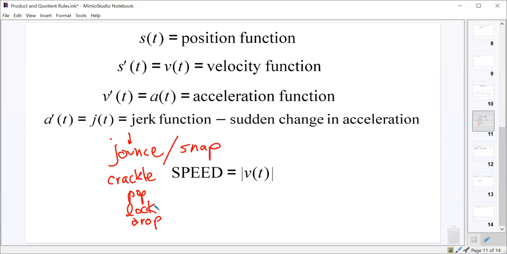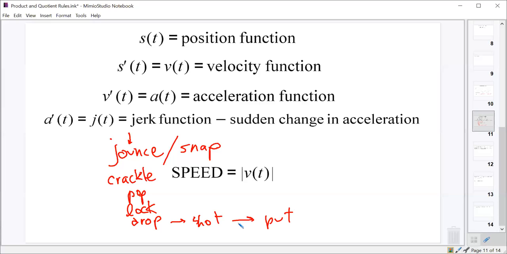So you have snap, crackle, pop. Then the derivative of pop is lock. The derivative of lock is drop. And then the derivative of drop is shot. And the derivative of shot is put. So like a drop shot, like in tennis, and then shot put. I don't know why those are what they're called, but that's what they're called. You're never going to need to know. I wish I could tell you, but that's just what somebody decided to name them.